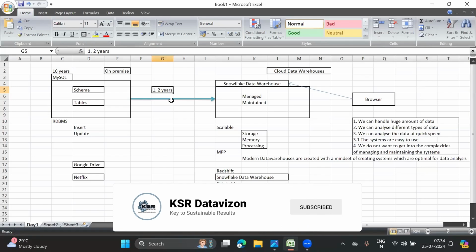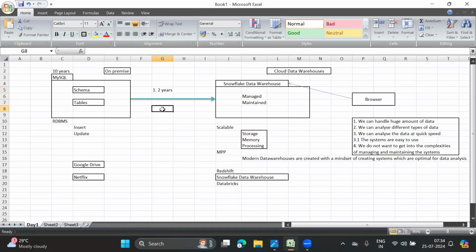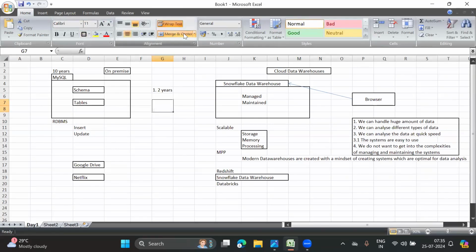And the next thing I want to know is what strategy I should go with. How do I even migrate from my on-premise system to the cloud data warehouse? There were multiple ways, so let's look at the multiple ways which we decided. The very, very popular way to move from any on-premise system to our Snowflake data warehouse is by using S3 buckets.